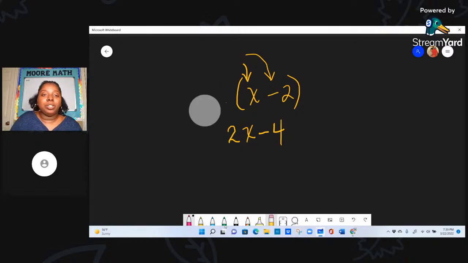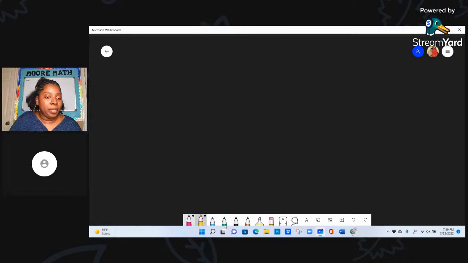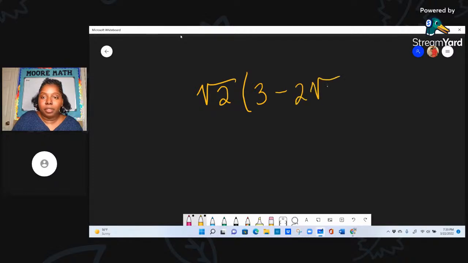So that's what we're about to do. We're about to do the distributive property with this, but we're just multiplying. So we have 2 on the outside, 3 on the inside. Okay. So what am I multiplying this square root of 2 by?